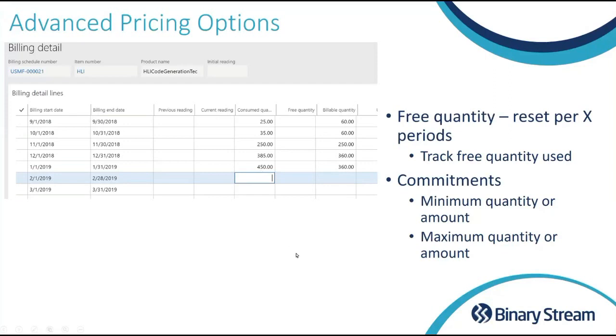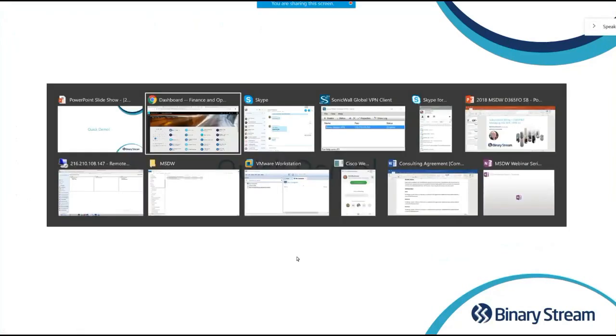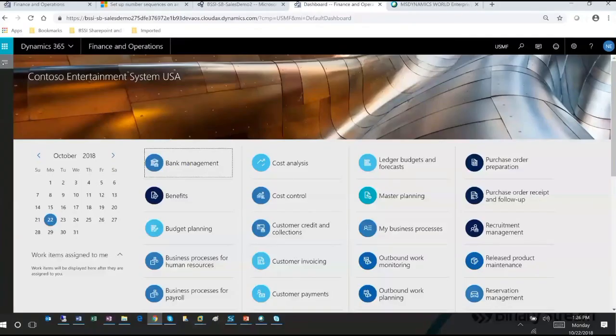So this just gives us some advanced pricing options inside our advanced recurring contract billing. Of course, this all works with our advanced revenue expense deferrals module as well. I'm going to take just a couple minutes and jump into D365 and just show you what some of this looks like.